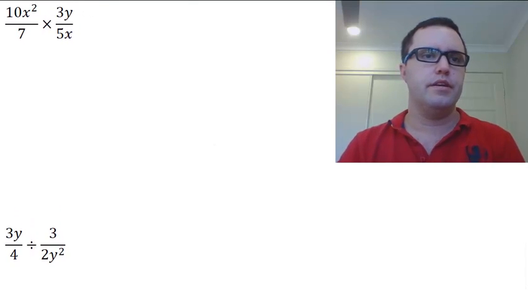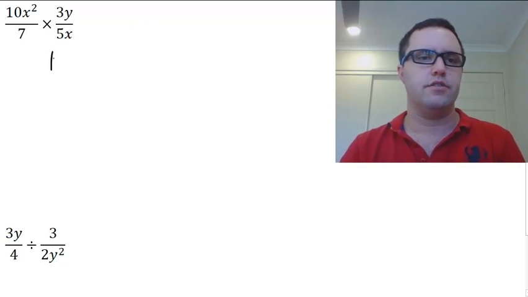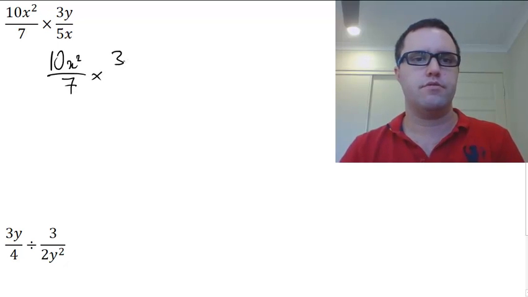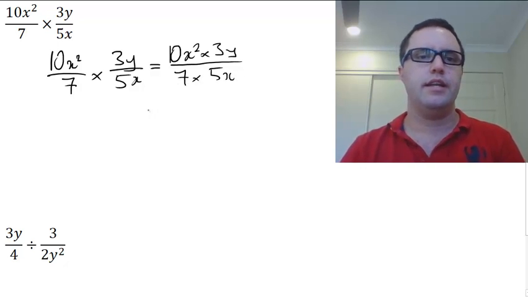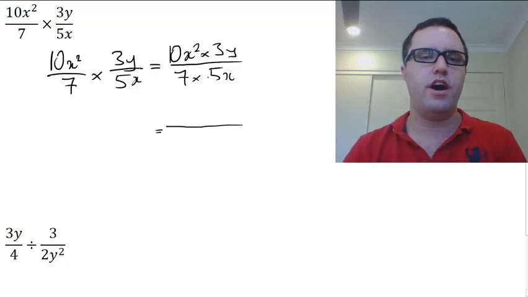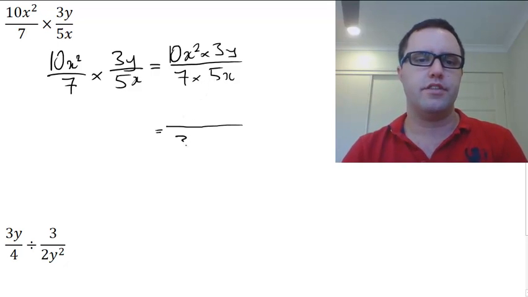Right, so another one here, 10x squared over 7 times 3y over 5x. So I'll just rewrite that here for myself. So what's our new numerator going to be? Well, it will be 10x squared times 3y. Our new denominator will be 7 times 5x. Now let's have a look at the denominator first. It's probably the easiest one to sort out. 7 times 5, we multiply our numbers together. 7 5s are 35, and we only have one letter there, so it's just 35x.